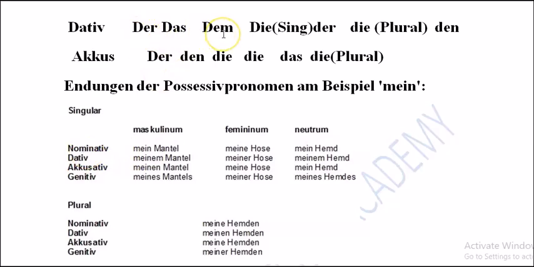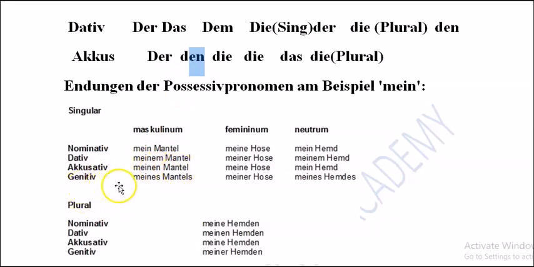In dative there is a change to dem. When there is a change to dem, we add em at the end, for example, mein becomes meinem. We say here meinem Mantel in dative. And in accusative, there is a change to den. So we take the nominative form and add en at the end: mein becomes meinen. So here we added en and it is meinen Mantel.